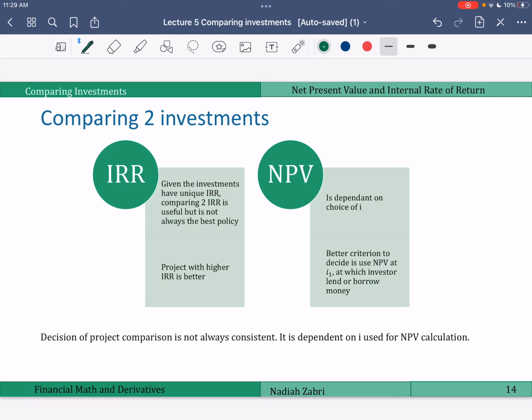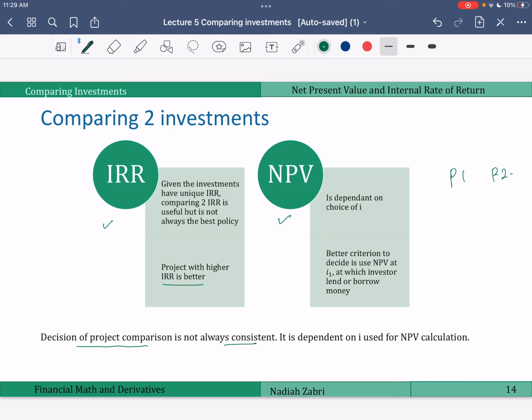Let's say we are comparing two projects, project 1 and project 2, and we are using both methods, IRR and NPV. If we are comparing using IRR, basically we will look at which one will have the higher IRR, and if we are using NPV, of course we will see which one has the higher NPV, right? Okay, the decision for project comparison is not always consistent.